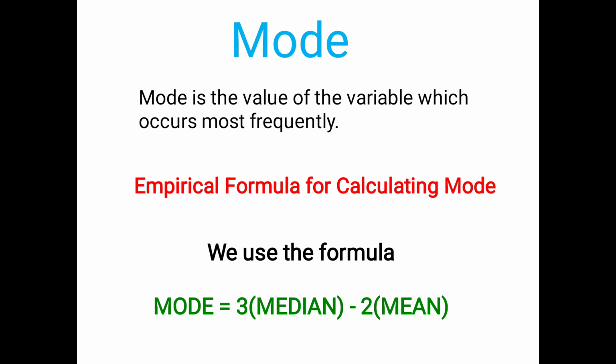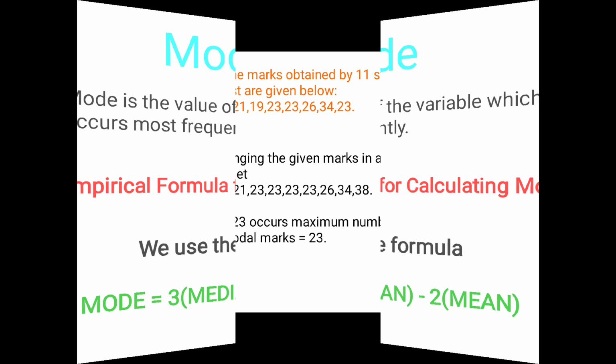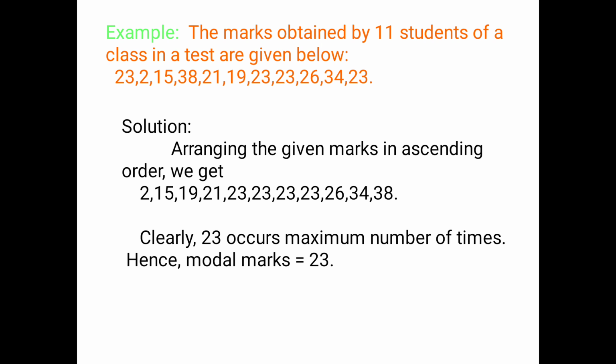We also have a formula here: mode is equal to 3 into median minus 2 into mean. So for finding mode, we first have to find the mean and median, then finally we can find the mode. Okay, this is the formula. One example I have given.